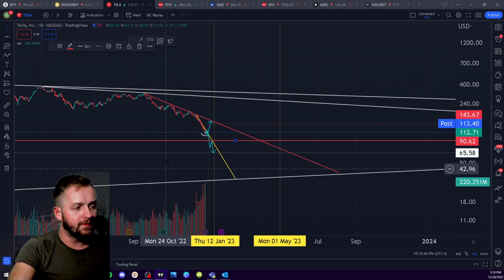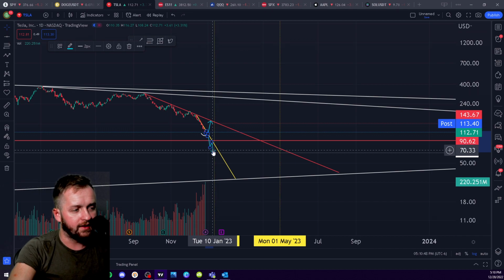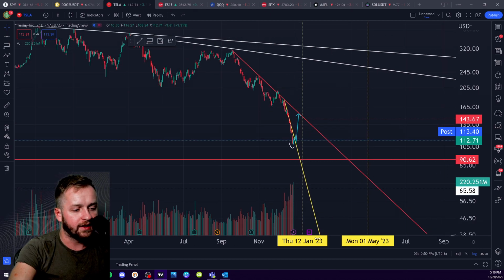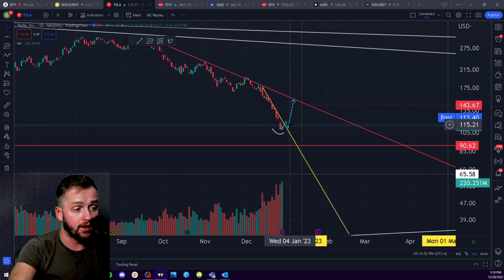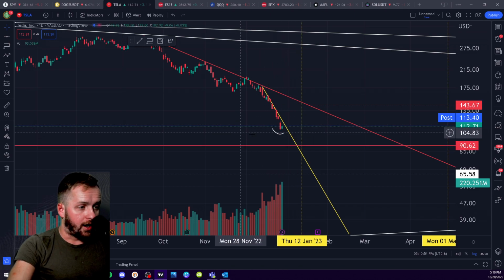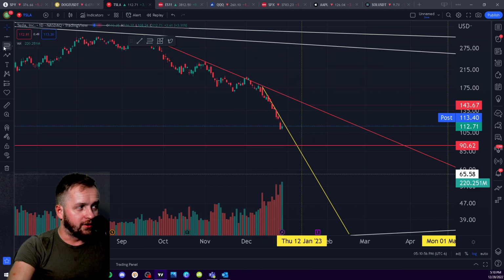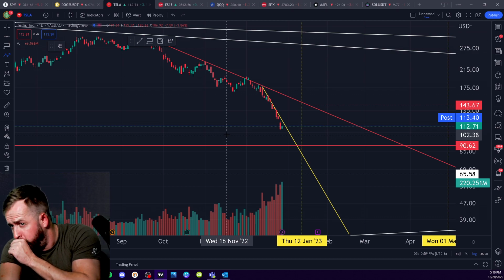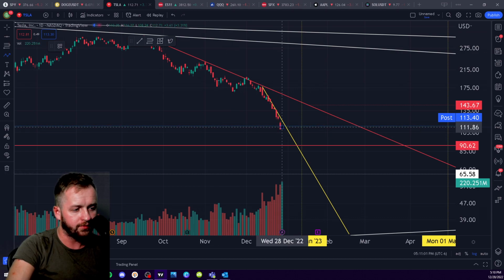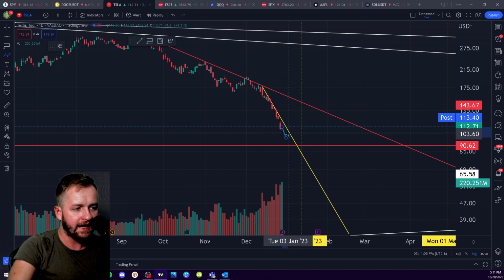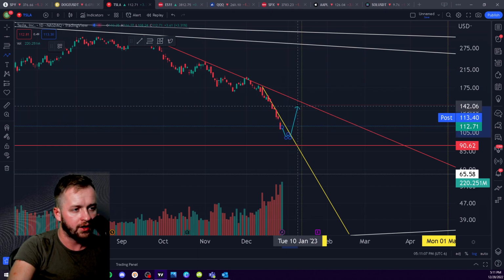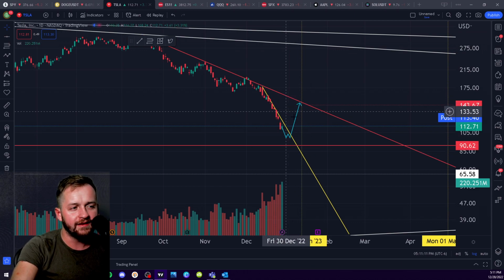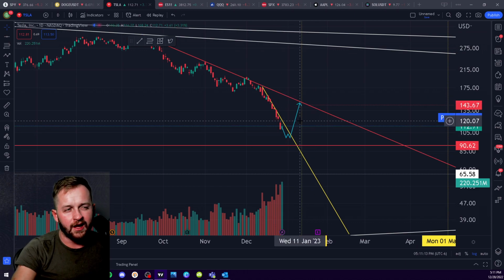What I'm pretty much expecting, if I had to be biased and give a likelihood, I'm just going to play it how it comes to me. I was kind of looking for a move down to like $98-ish to $103 before you had this big move up. So that is something to look out for.